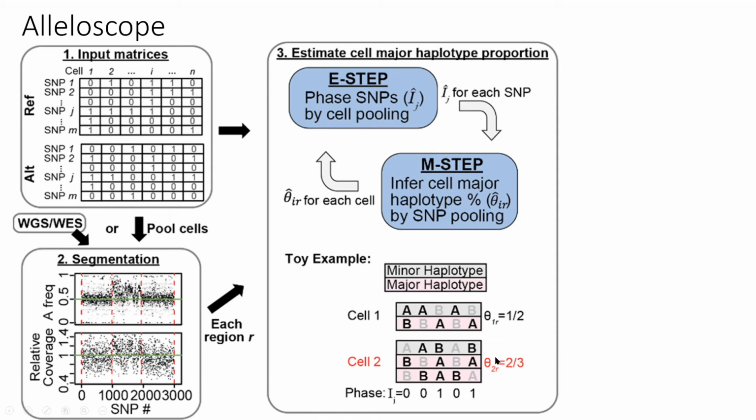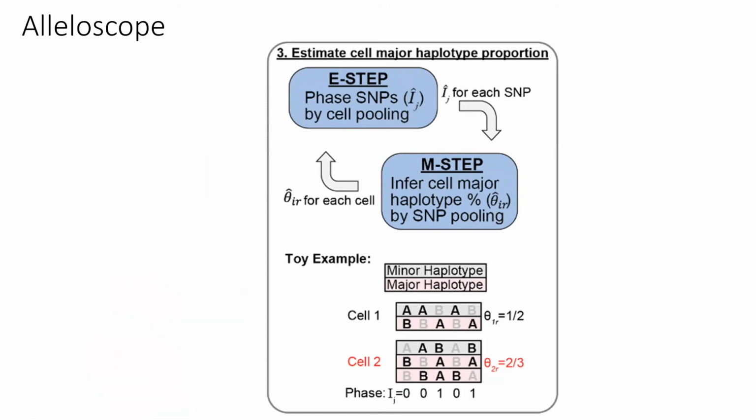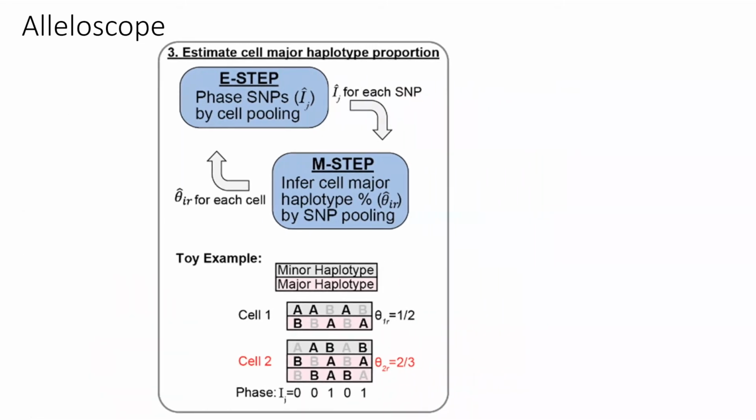Just as a reminder, what we mean by theta is the cell-specific major haplotype proportion. So in a normal cell, it should be 1/2. In an amplification it is 2/3, and in a deletion it is either 1 or 0. Once we have the data for each cell, we can now, okay, let's show what happens next.